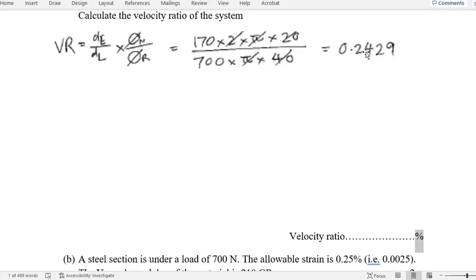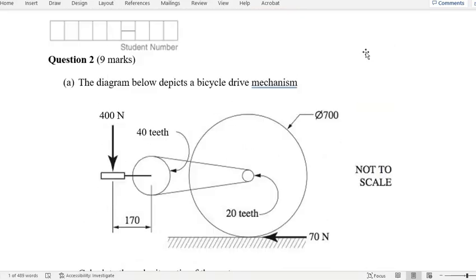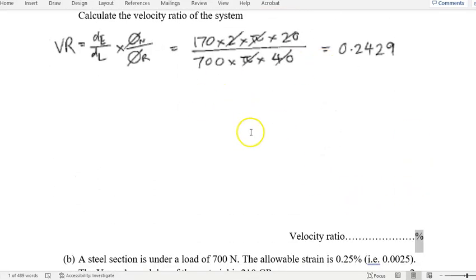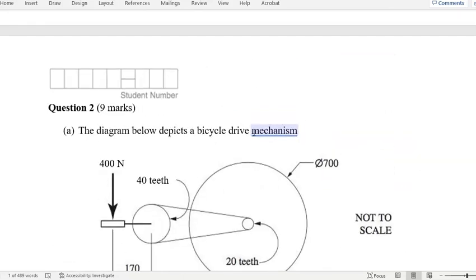Okay, moving on. That was 2 marks, presumably. I think I've removed the marks because I scanned in this picture, but I'm pretty sure that was 2 marks.